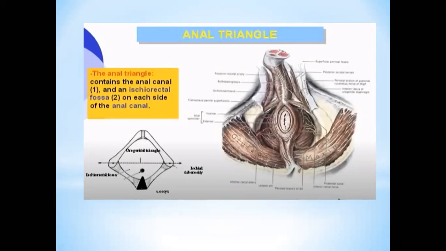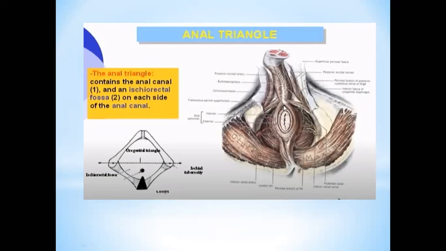One of them is the ischiorectal fossa. Another, as the triangle name indicates, is the anus or the anal canal. Another thing that it also contains is the levator ani muscles, because the levator ani muscle is covering part of the anus. That is why the levator ani muscles also will be here, surrounding the anal opening.